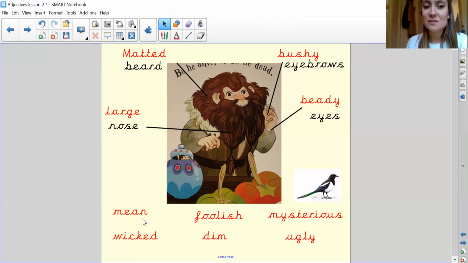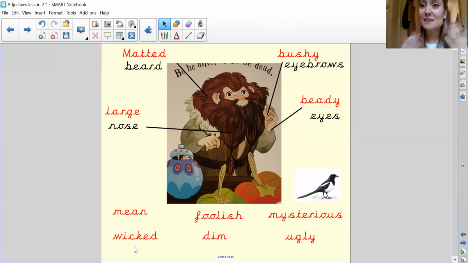So I put, he could be very mean or foolish. Let's try that one. Foolish. Now, foolish means when you're not very clever, you're a bit foolish. We've got here mysterious. Mysterious means when there's not really a lot of facts known about giants, are there? We don't see them all the time. So because we don't see them all the time, we don't know a lot about them. You could say they're very mysterious.